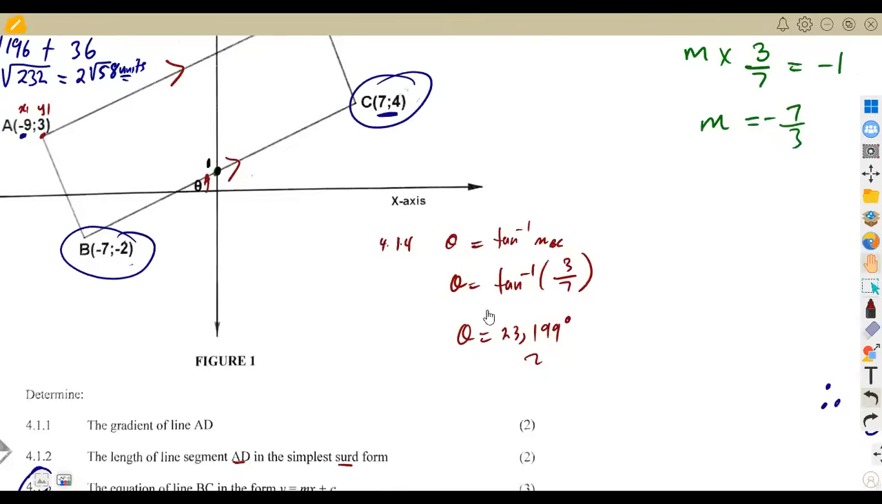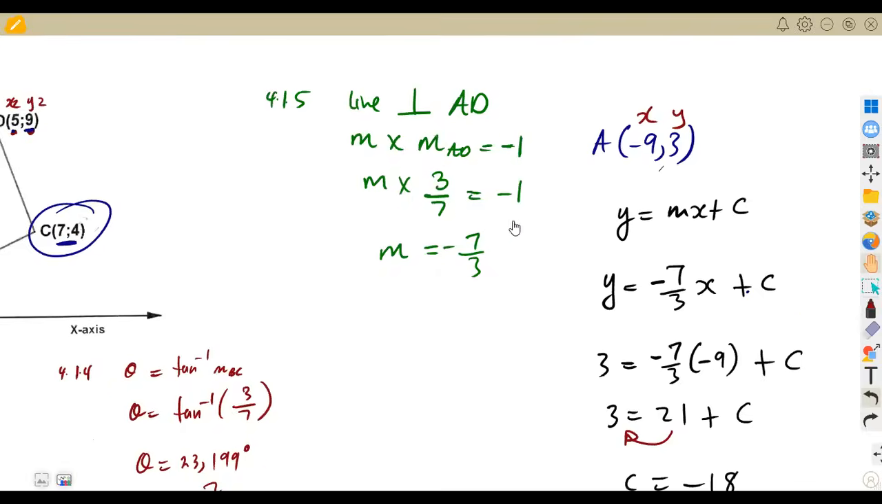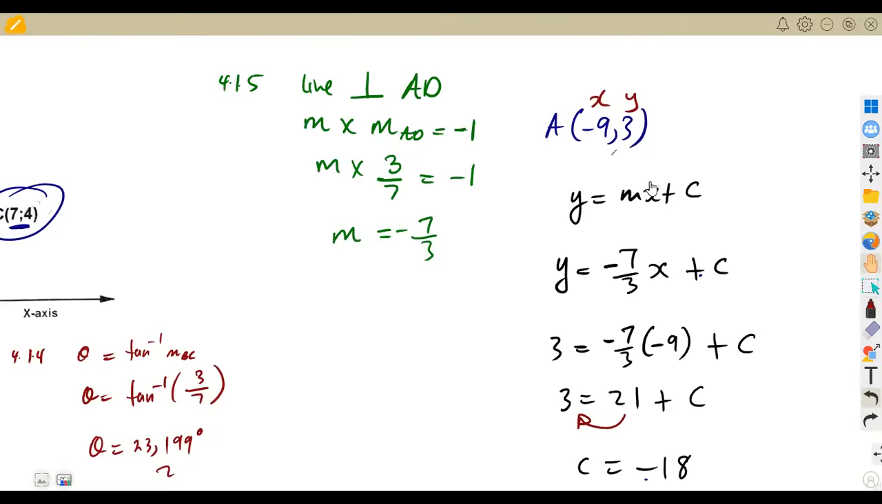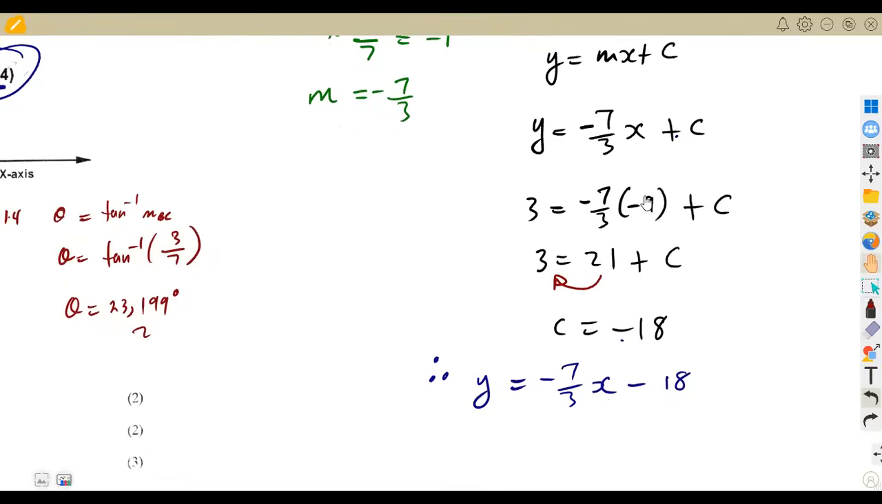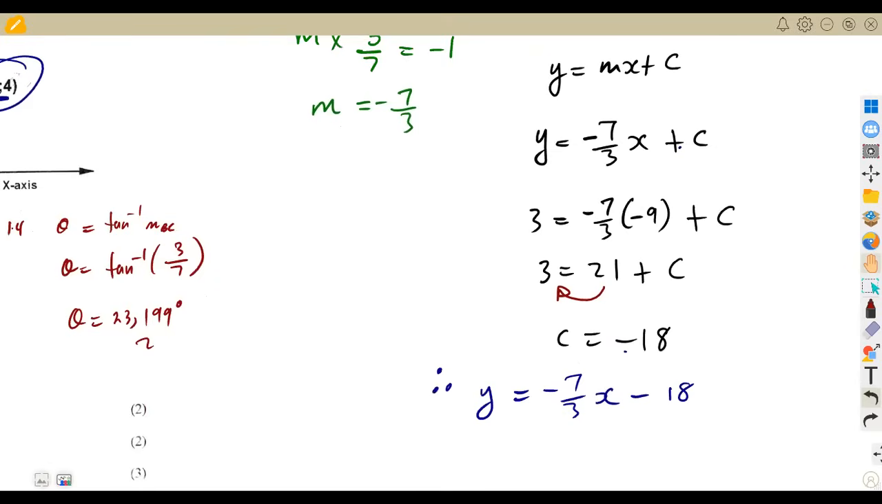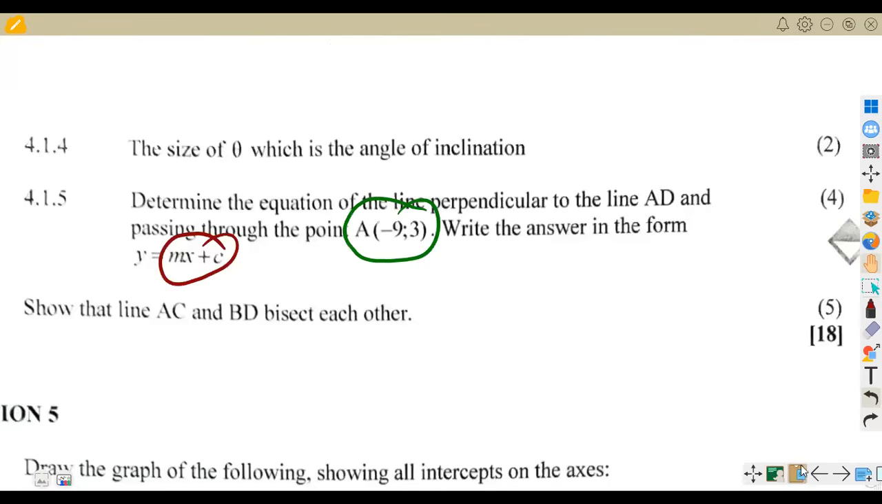Otherwise, the rest here is just a repetition on finding the equation. After knowing the gradient and the point, the equation finding format here is the same: y is equal to mx plus c. You substitute your gradient and the other point to find c.